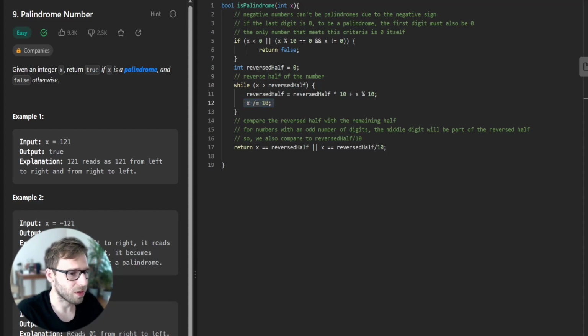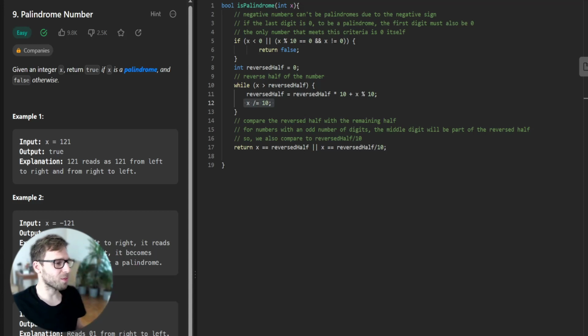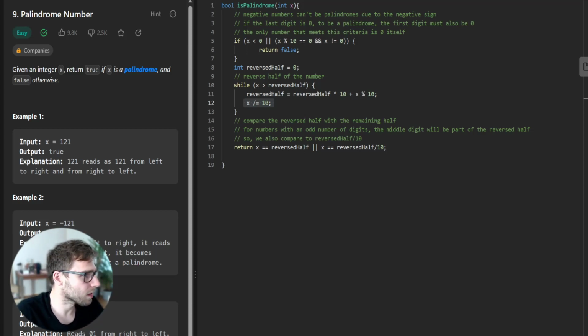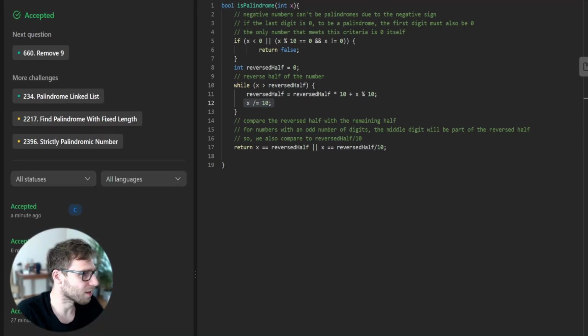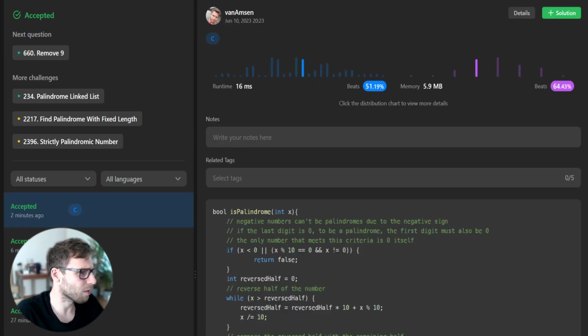I hope it's explained, and there you have it. This solution works because we're essentially comparing the first half of the number with the second half. It does not require converting the number to a string, and gives good results for time. We beat 51% with respect to runtime and 64% with respect to memory. So our function works correctly, identifying whether a number is a palindrome or not.